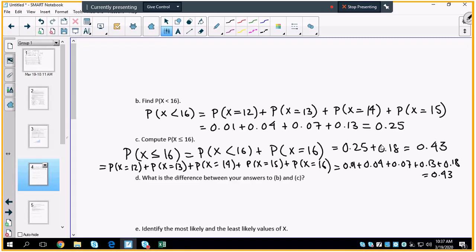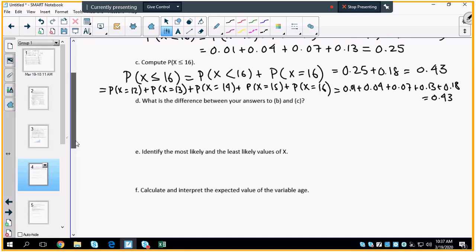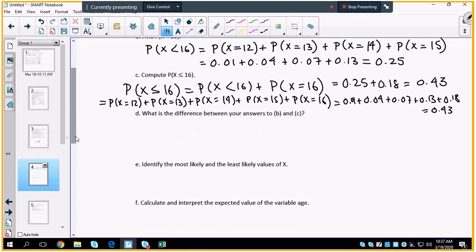What is the difference between your answers to part B and part C? It is clearly obvious. The difference is the probability at the age group of 16. So I will say the probability of the age group at x equal to 16.